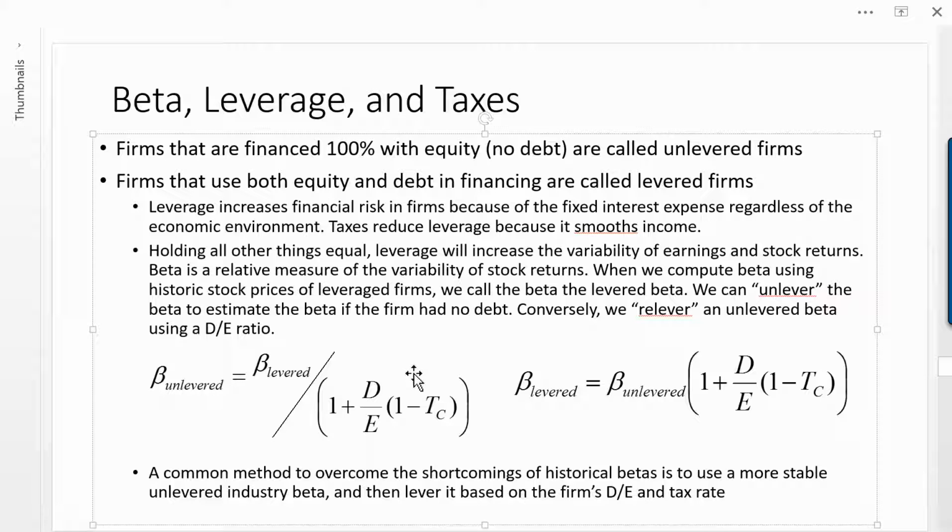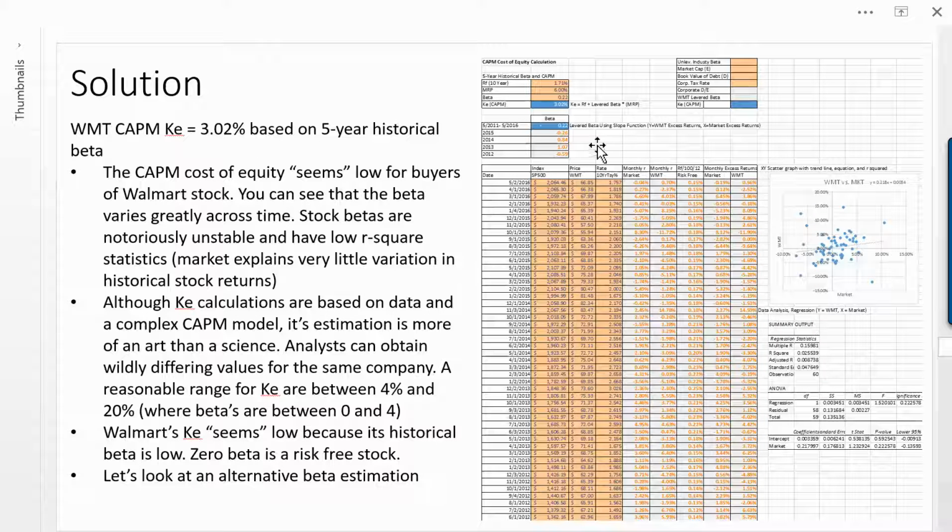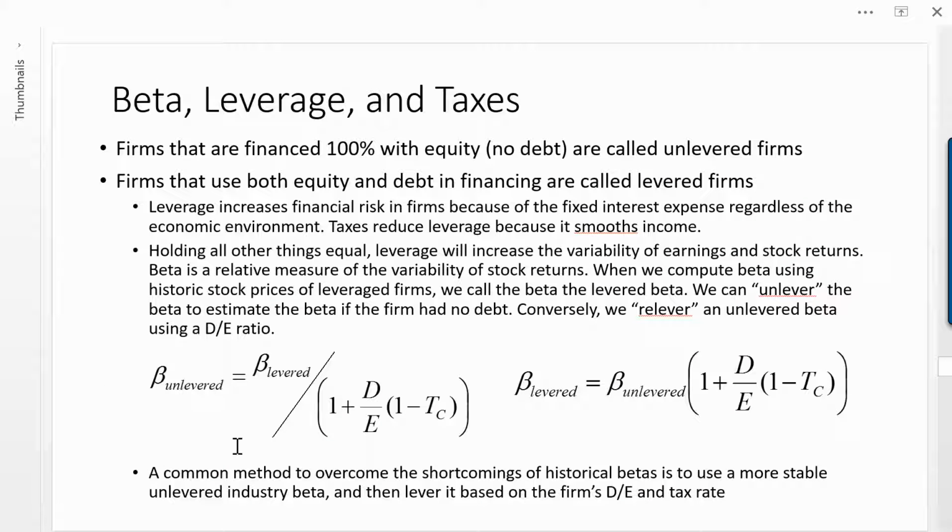Now, a common method for estimating beta that a lot of practitioners like to use, because it's more stable than the variation we've been dealing with, is to find an unlevered beta for the entire industry. So I can look up the industry beta where Walmart operates and consider that, and those numbers are relatively stable, at least relative to individual stocks. But then if I can find the unlevered beta of Walmart's industry, I can then lever it based on Walmart's specific tax rate and D/E ratio. So that's what we're going to do.